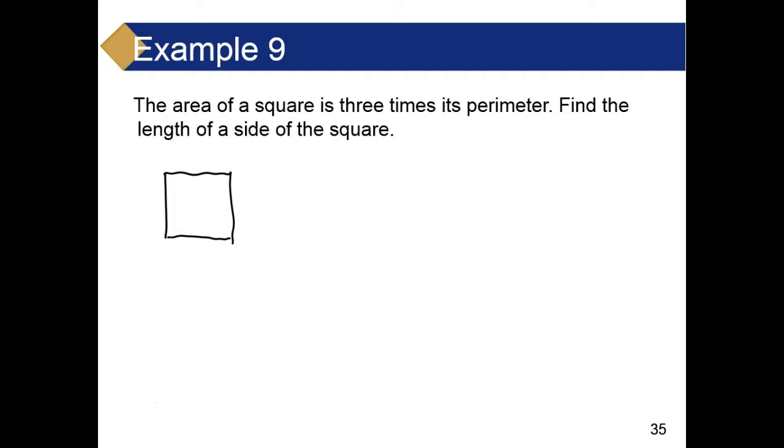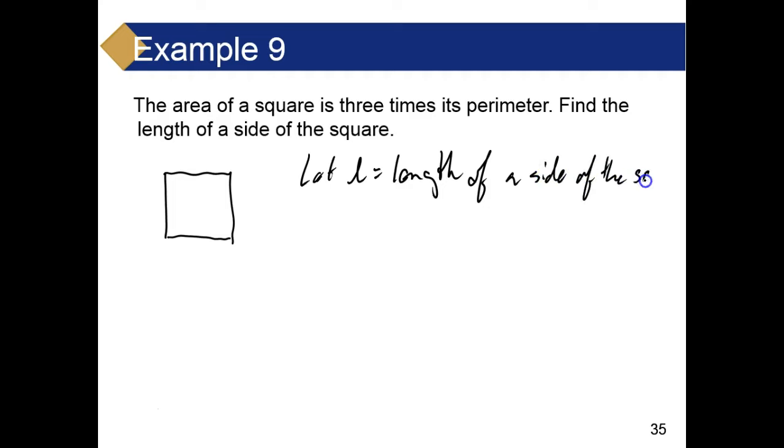What are we looking for? The length of the side of the square. Okay? What do you want to call that? That's our unknown. You get to choose the variable. What do you want to call it? L? Oh, nice name. So let's write that down. Let L equal the length of a side of the square. Okay?